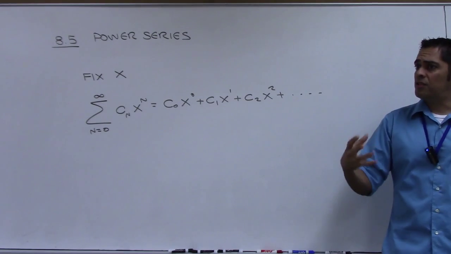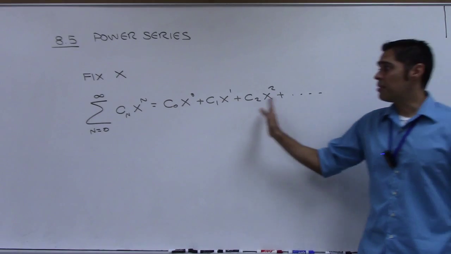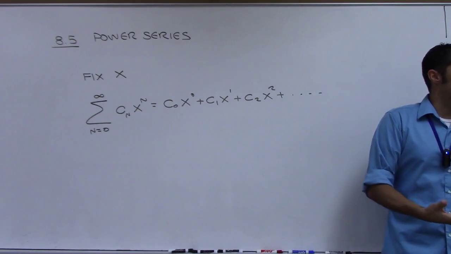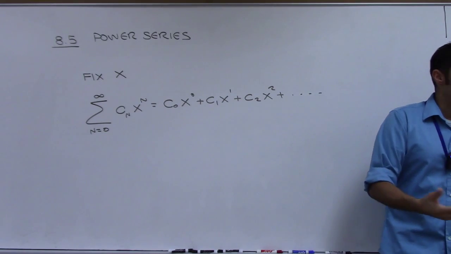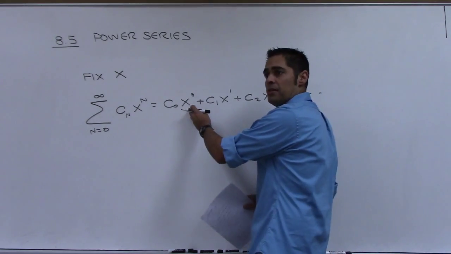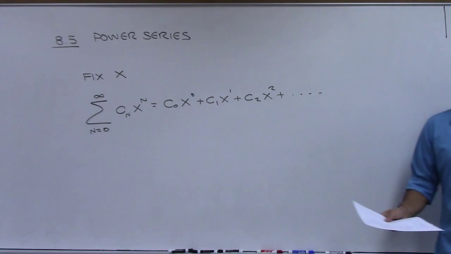Once we fix x, this is just a series, which is what we spent the last couple of sections on. It's just a series of numbers, and therefore it could diverge, it could converge. It depends, doesn't it? If it's a geometric series, it would converge. If it's a harmonic series, it would diverge, right? But I'd have to know what the x is, and I'd have to know what each of the c's are, in order for me to determine that, yeah?